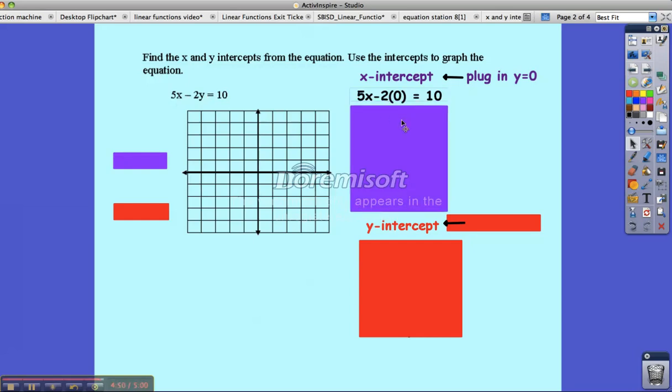So we're going to have to go to the next video, and we'll finish finding the x and y-intercept there. Let's go ahead and go to the next video.